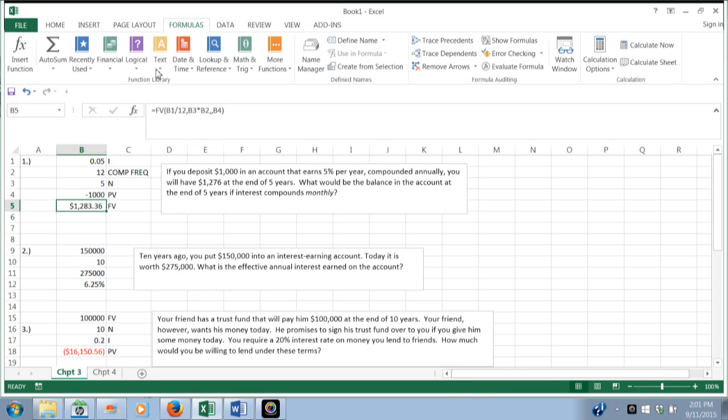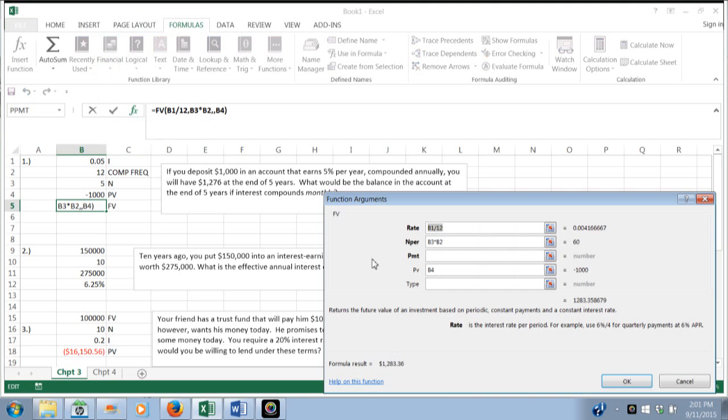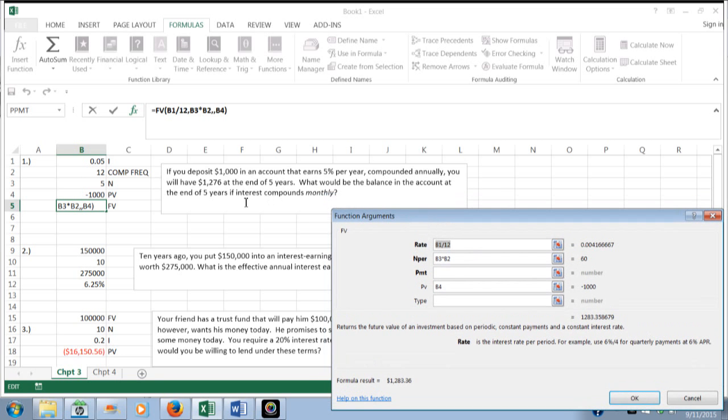The way you would configure that is you go to formulas, you go to your financial formulas, and then you would choose future value. From there, you will see your pop-up screen, and you see B1 divided by 12. Well, what I did was take B1, which is the interest rate of 5%, and I divided by 12. Why? Because our question asked us to look at interest being compounded monthly.